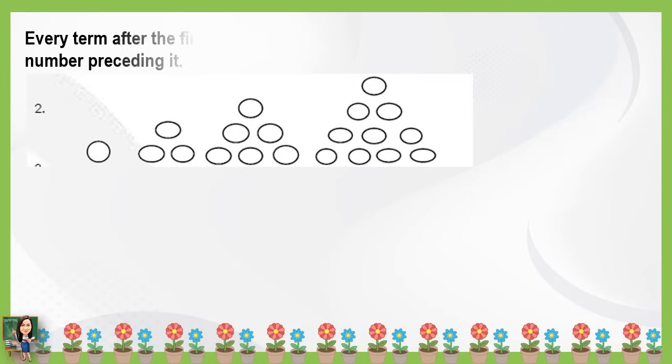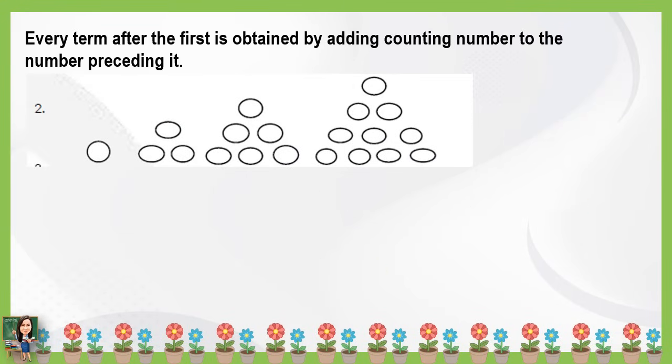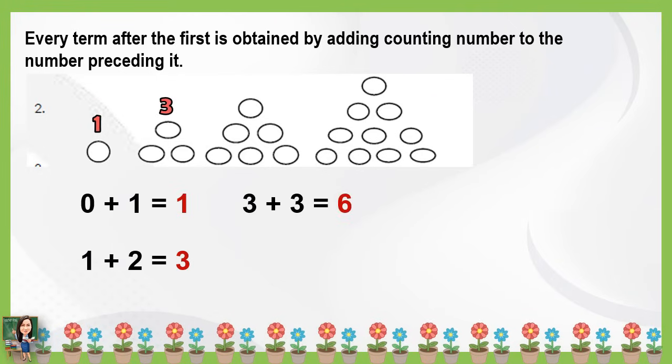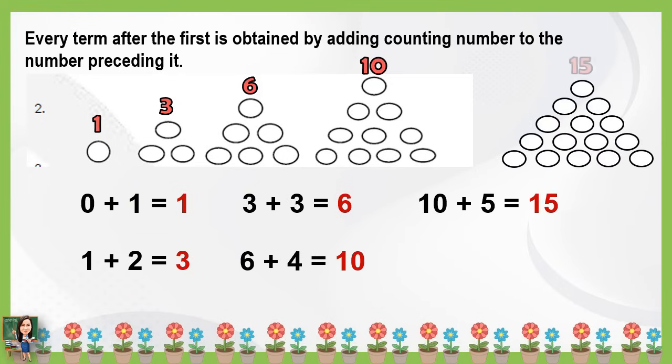Number 2. Every term after the first is obtained by adding a counting number to the number preceding it. Here's how. 0 plus 1 equals 1. 1 plus 2 equals 3. 3 plus 3 equals 6. 6 plus 4 equals 10. So the next term is 10 plus 5 equals 15.